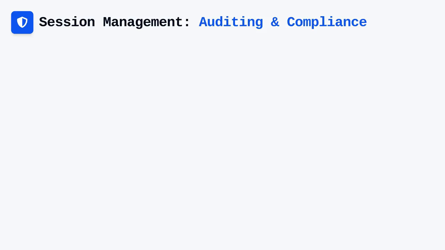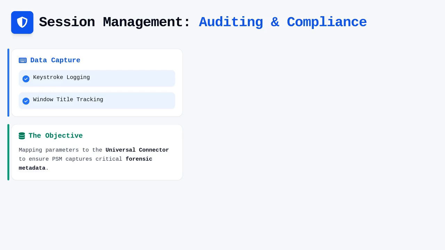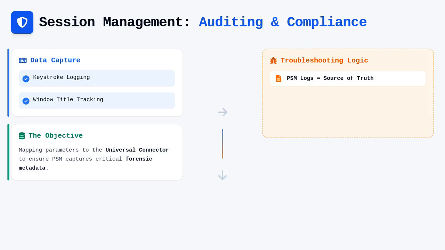Auditing and compliance remain significant drivers for session management, and the Universal Connector supports this through detailed configuration of recording options. We can enable keystroke logging and window title tracking to capture the context of every administrator action during a session. These auditing parameters are mapped to the connector configuration, ensuring that the PSM captures the necessary metadata for forensic analysis. If we encounter issues, such as a mismatch between the connector expected parameters and the actual window state, the log files within the PSM become the primary source of truth.